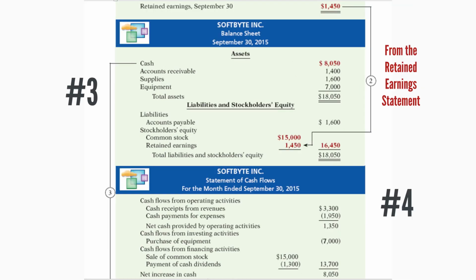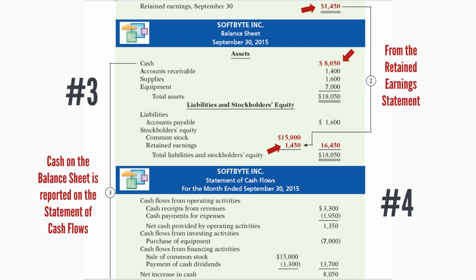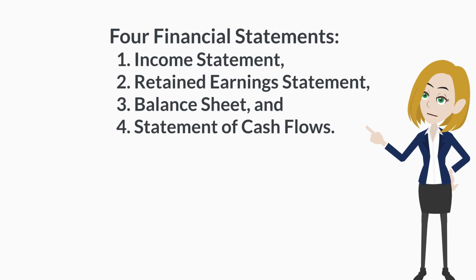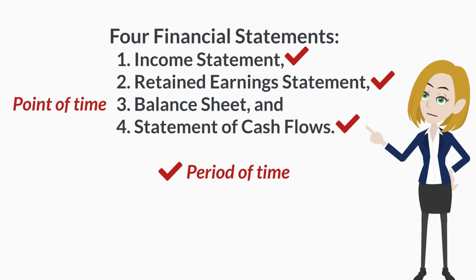As I just stated, the ending balance in retained earnings of $1,450 is reported on the balance sheet, again, more specifically in the stockholders' equity section. Cash of $8,050 on the balance sheet is reported on the statement of cash flows. The income statement, retained earnings statement, and statement of cash flows are all for a period of time, whereas the balance sheet is for a point in time.